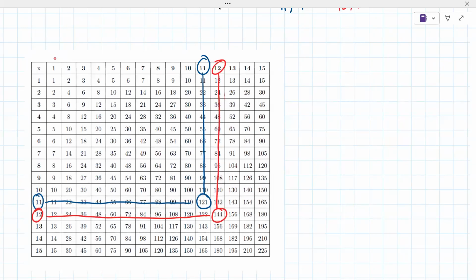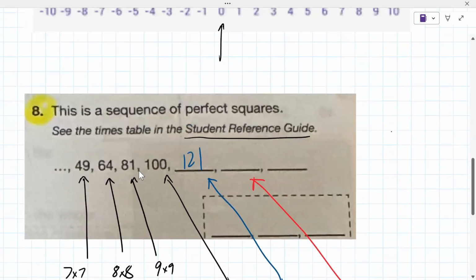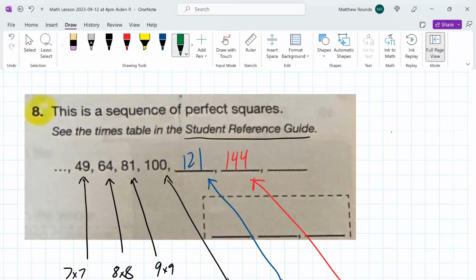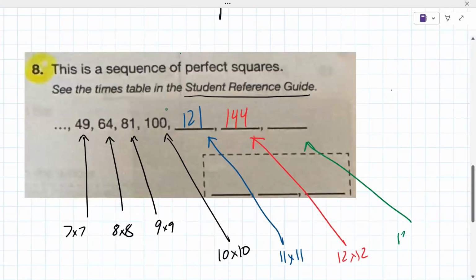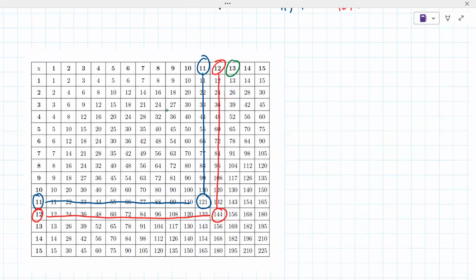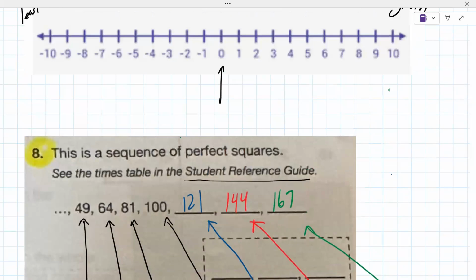What's the intersection? 144. 44. Good. And then the last one there is 13 times 13. What does that multiply to? 156. Close. It's going down the diagonal. What should it be? 169. 169. Good. Excellent. Okay. Any questions on that?